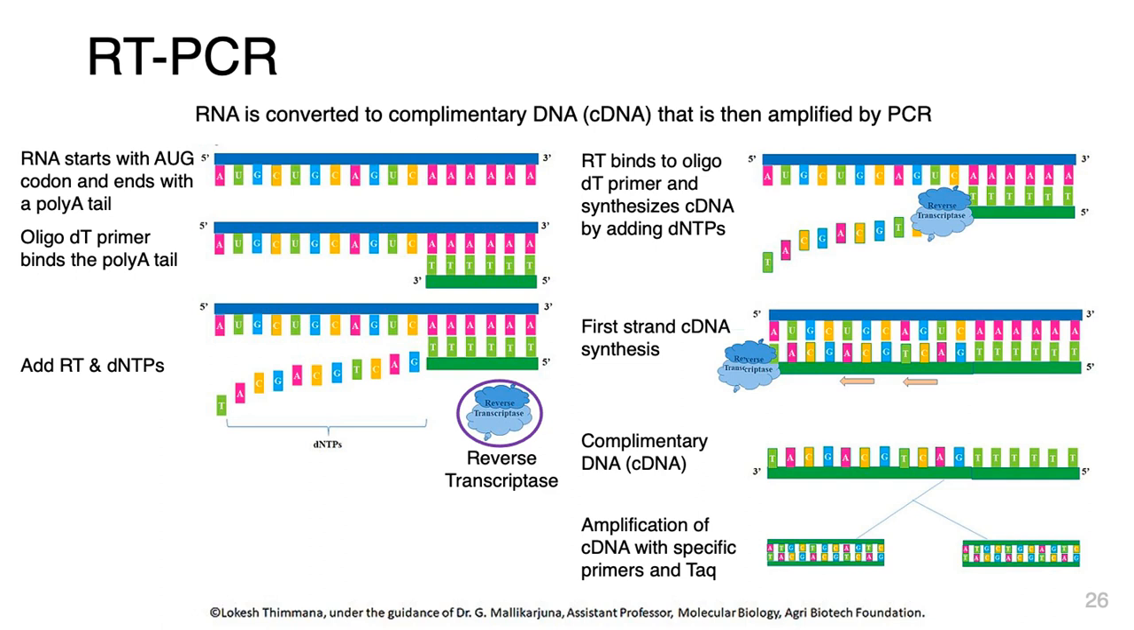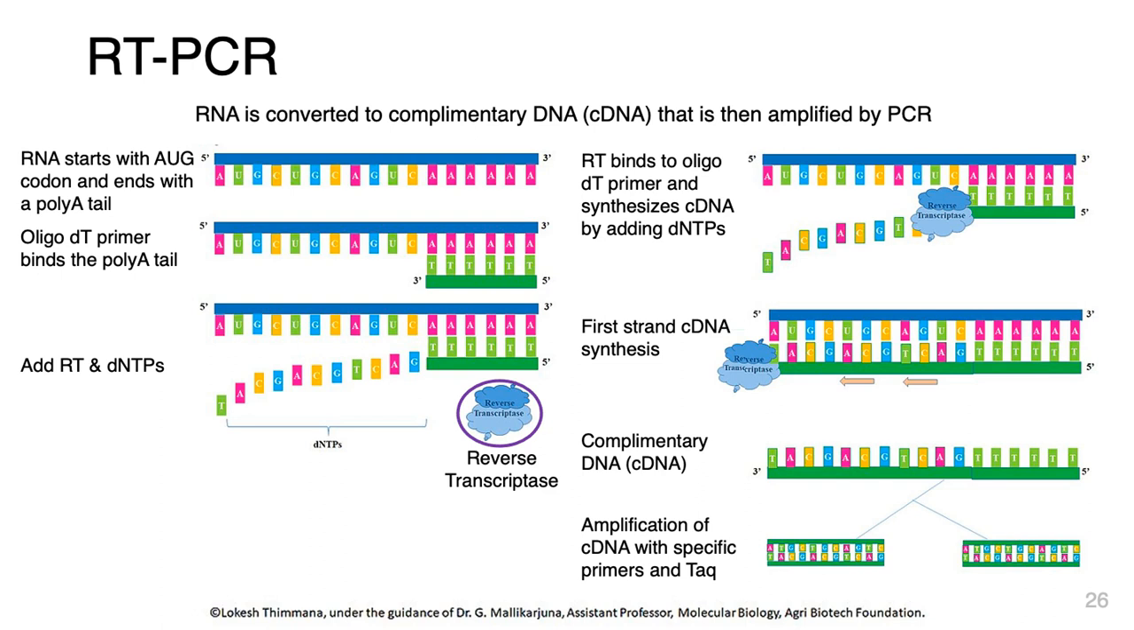Reverse transcriptase PCR is a process where RNA is converted to complementary DNA that is then amplified by a polymerase chain reaction. The example here is of a mRNA. The RNA starts with an AUG codon, and it typically ends with a polyadenylation tail. We add an oligo-dT primer that's complementary to and binds the poly-A tail.